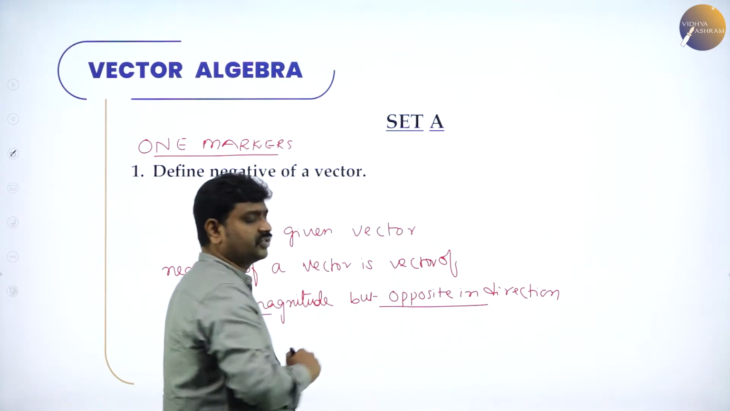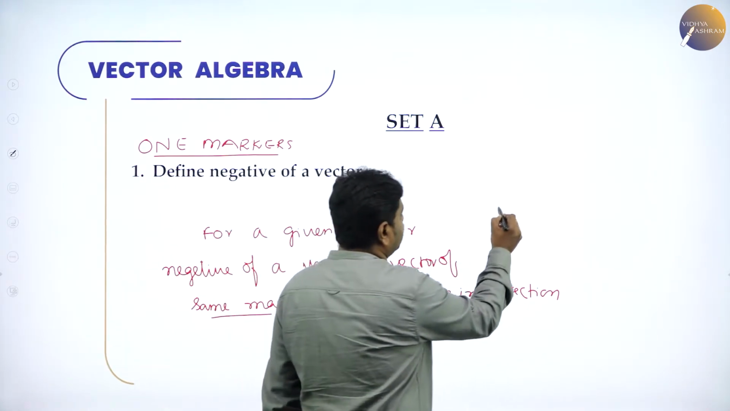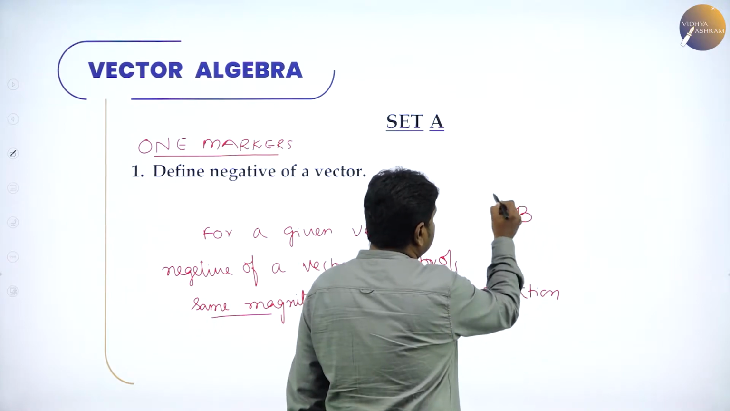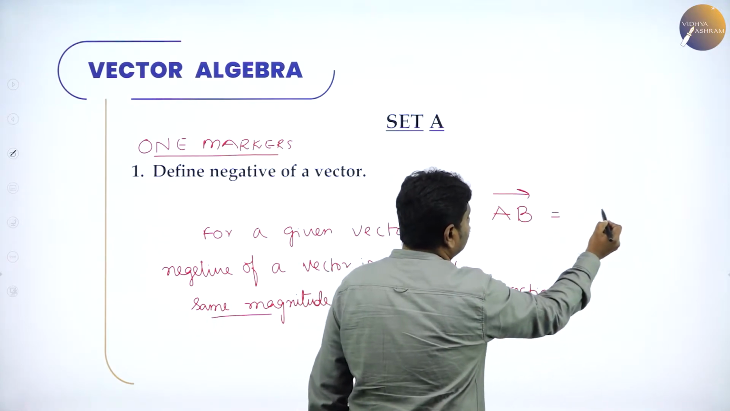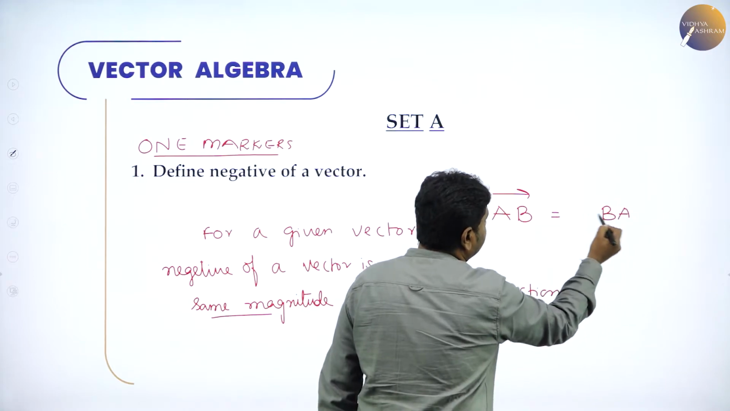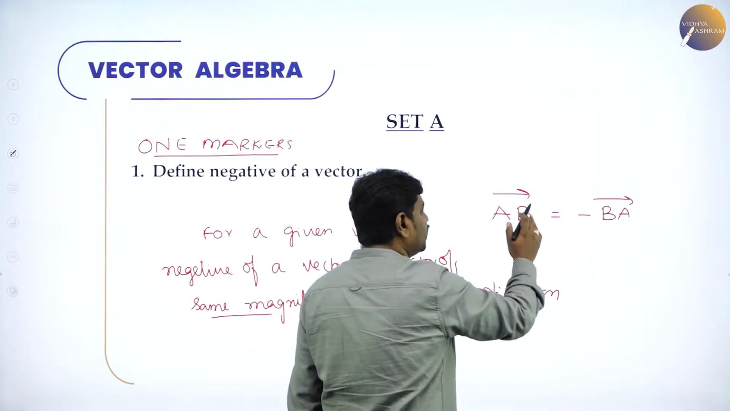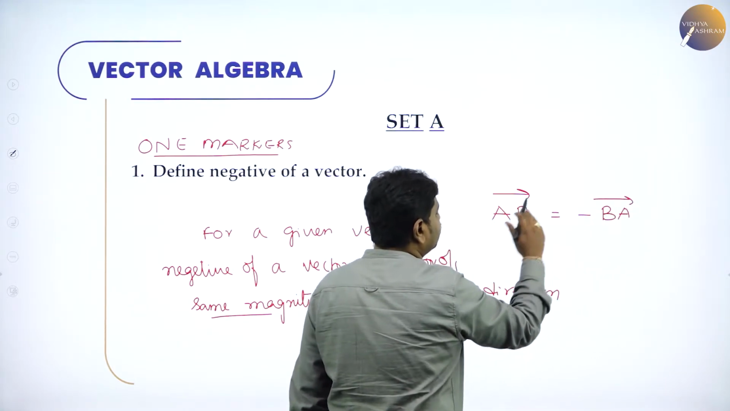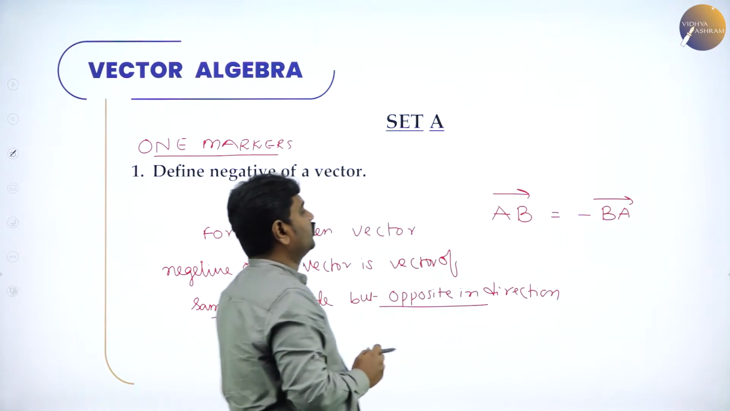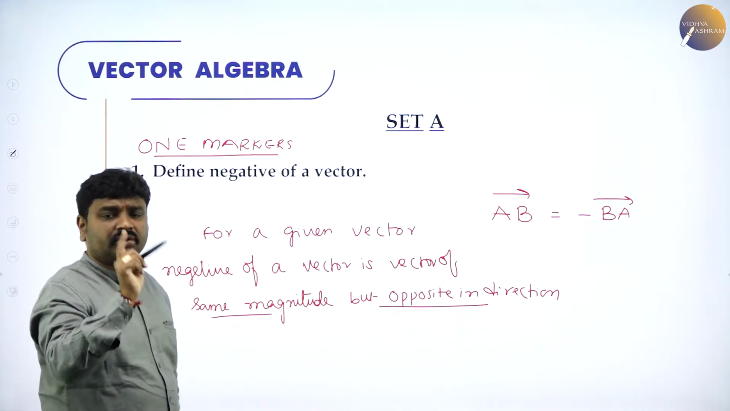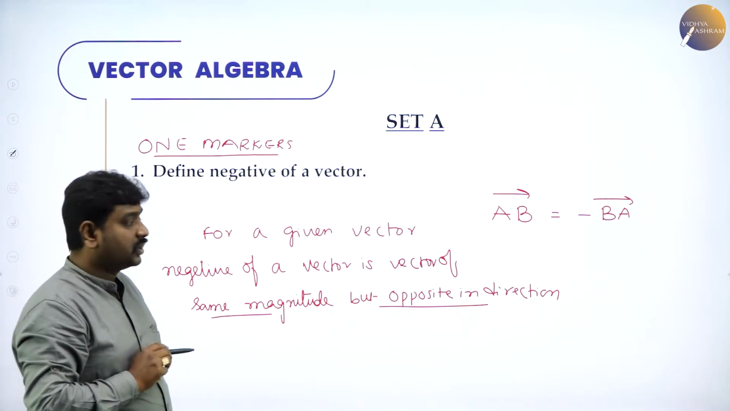These two are keywords. For vector AB, A to B it is. Negative means what? BA, but negative. Direction is opposite. This is from A to B, this is B to A. That's why this is negative of this. So this is a definition. For 1 mark, you can expect definitions like this.